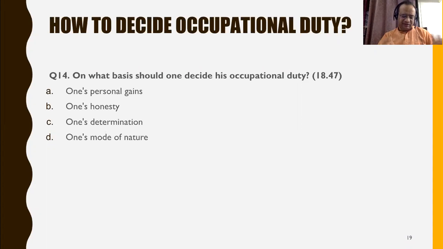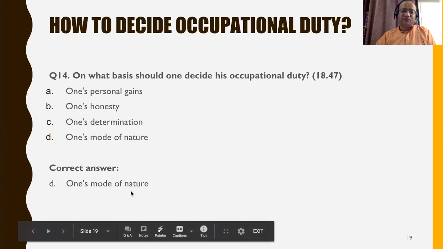And that is the main idea here, where Lord Krishna is telling us how we should decide our occupational duty according to our swabhava, our swadharma, our gunas, according to our qualities. So the correct answer is mode of nature.